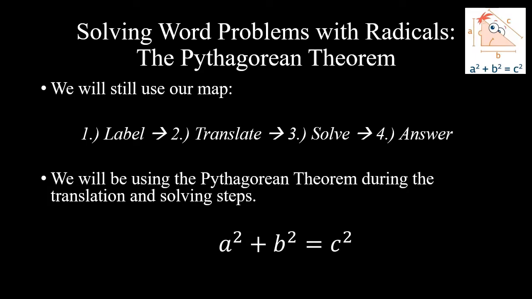So just like with our first word problem, and with all word problems that we've tackled this semester, we are going to use our four-step map of labeling our variable, translating English sentences to mathematics, solving using algebra, and answering in English with units. We will also, as I mentioned, be using the Pythagorean theorem during our translation and solving steps, which says that for a right triangle, the sum of the legs, so a squared plus b squared, the sum of each leg squared is equal to the hypotenuse squared. So you will see that once again during this word problem.